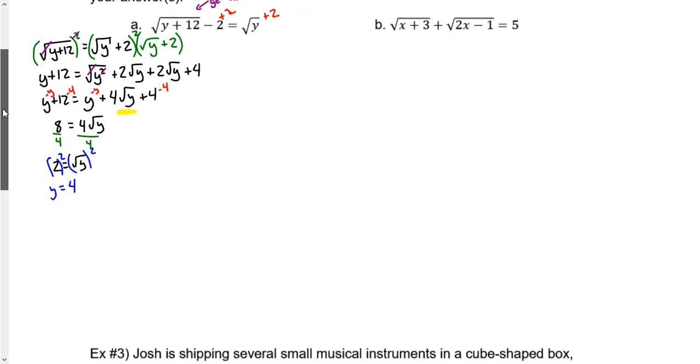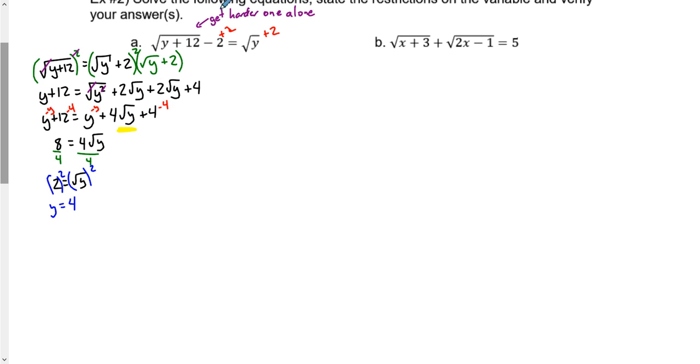If we want to check or verify, we plug it back into the original question. So square root of 4 add 12, subtract 2, square root of 4. No, square root of 16. I'm just going to skip a step. That's 4. Subtract 2. Does that equal 2? Absolutely. So our solution is 4.